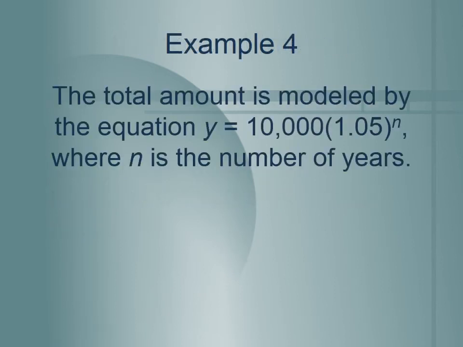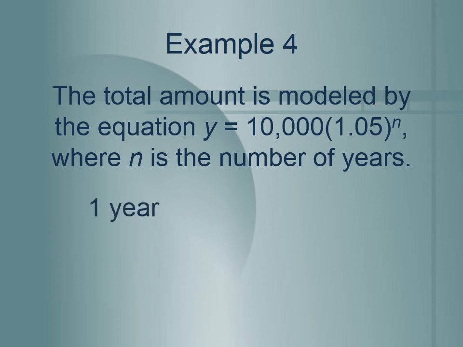So for this formula, we have y equals 10,000 times 1.05 to the nth power. The 10,000, this number before our base and our exponent, represents how much money you put into your account. You put $10,000 into your account. This 1.05 says that you have a 5% interest. The N is the number of years you're going to leave your money in your account.